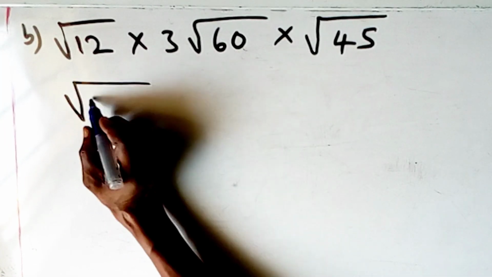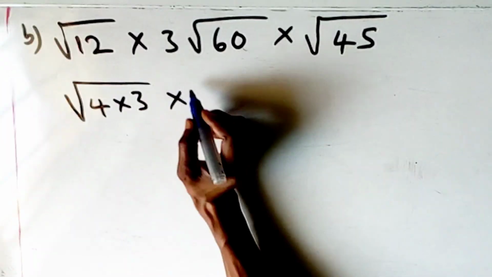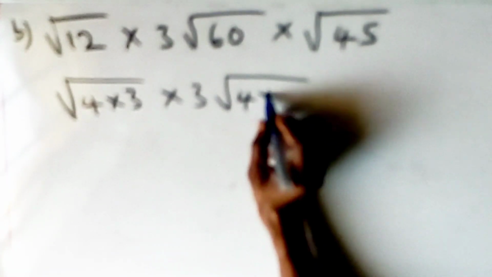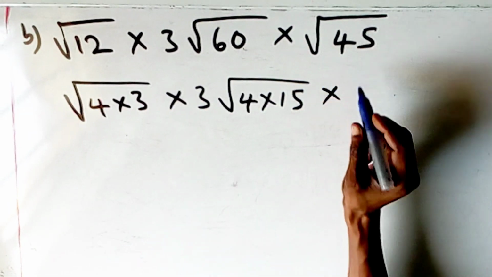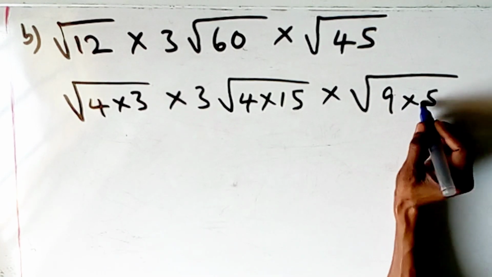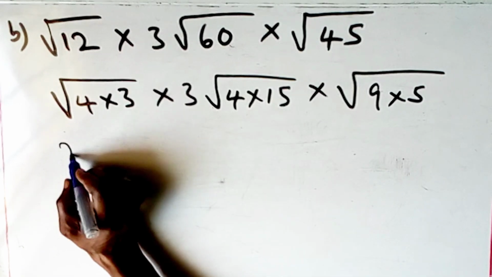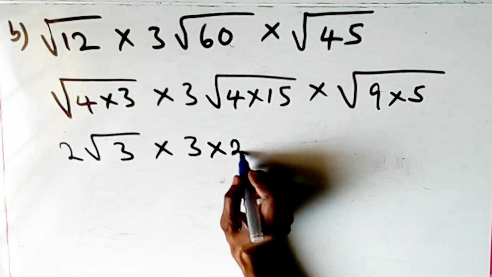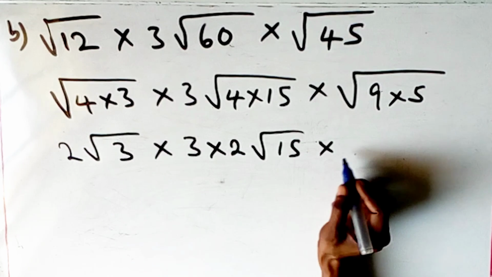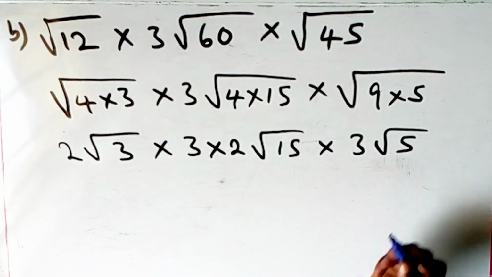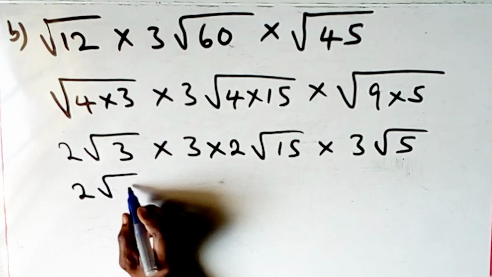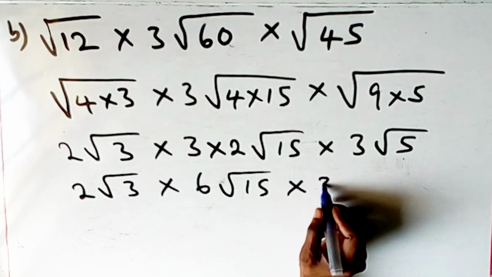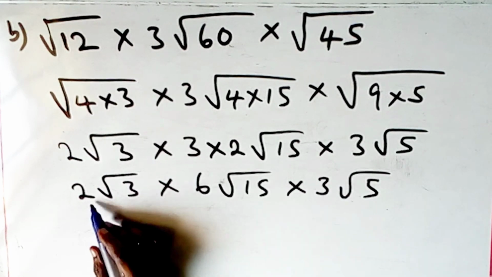The next one says root 12 times root 60 times root 45. With these, the same thing you need to do here, look for two numbers. When you multiply the two numbers, you will get the figure given to you. So we did the same thing and we got 2 root 3 times 2 root 15 times 3 root 5. When we did our multiplication, we got what you can see on the board, 2 times 2 times 3.